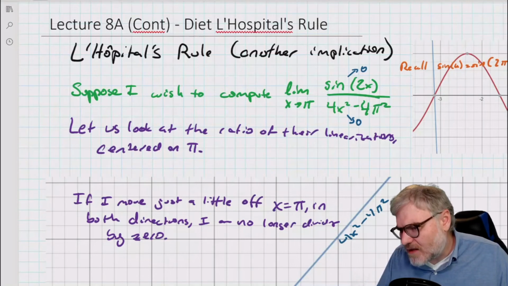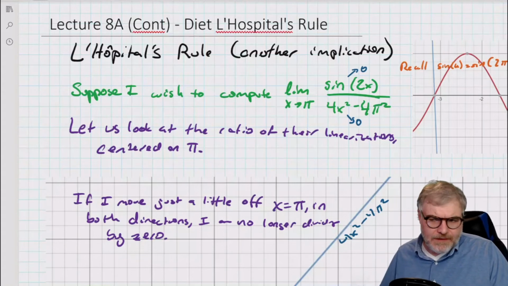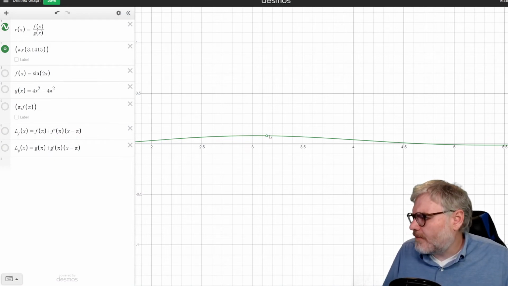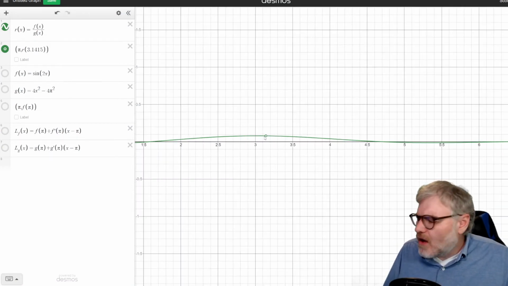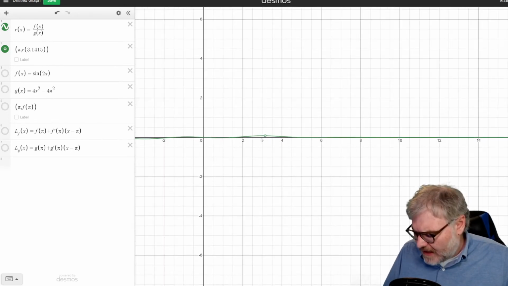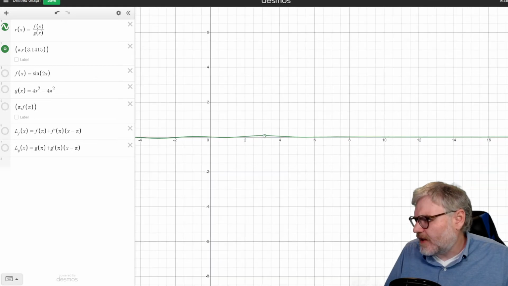I'm going to wind up with 0 over 0. It's unpleasant. This is what that function looks like here. And I've got a nice little hole here at pi, which is what I want to talk about. Well, instead of looking at r itself, I want to compute the limit of this thing. I'm going to call this thing r of x.